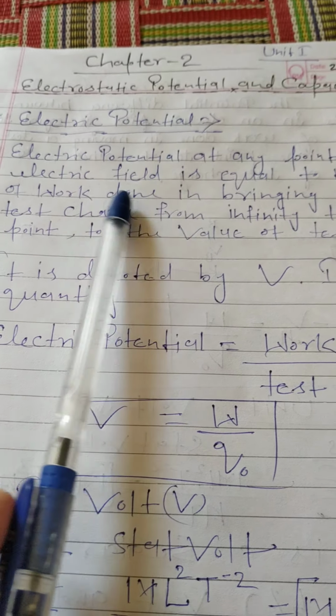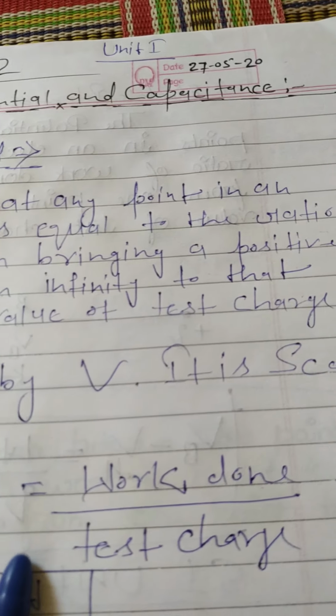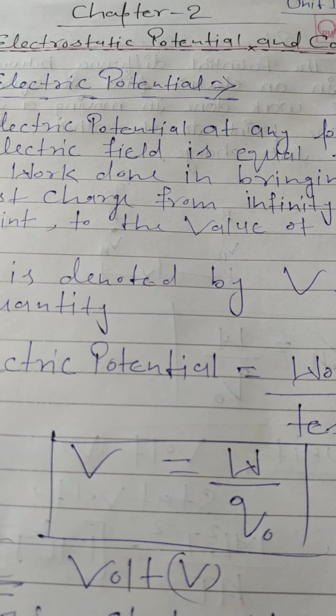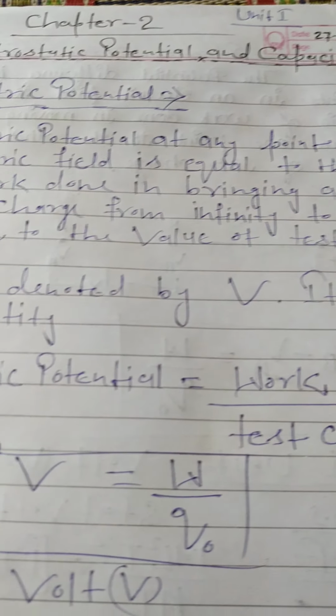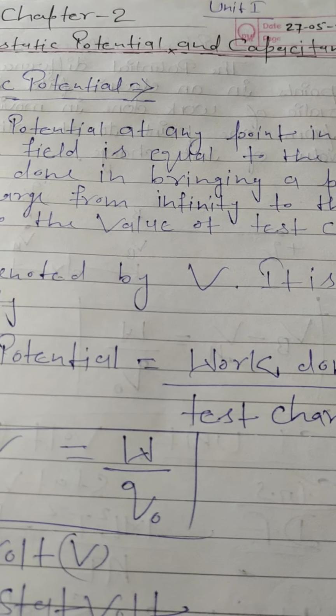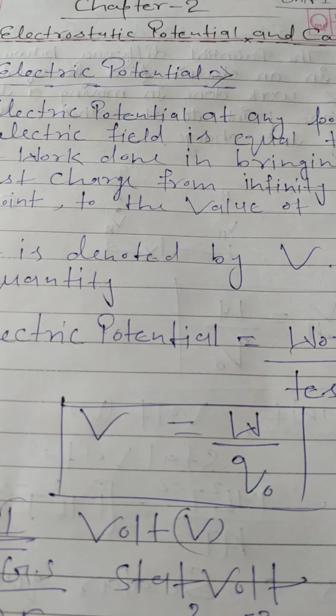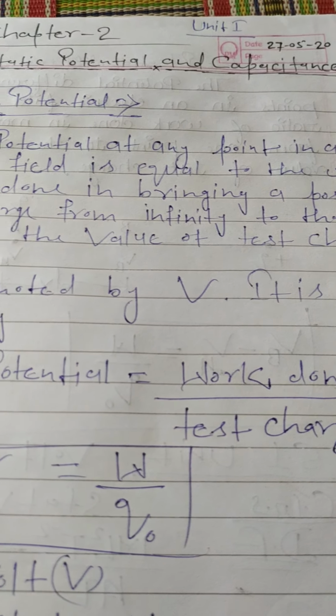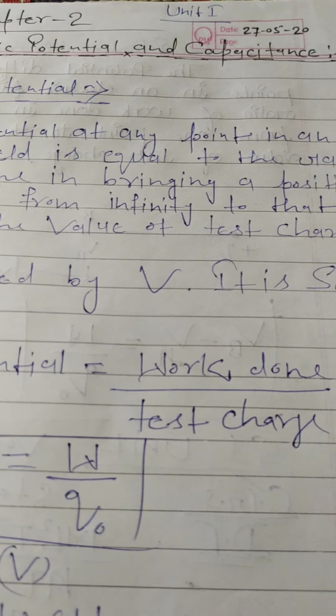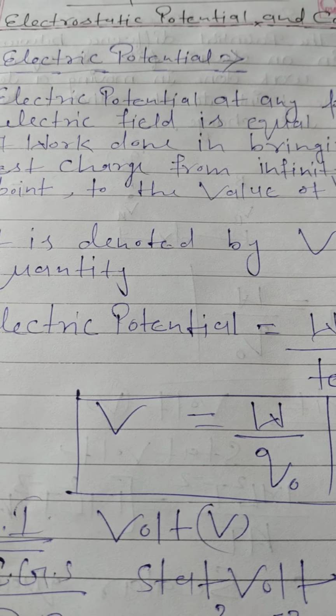Electric potential at any point in an electric field is equal to the ratio of work done in bringing a positive charge from infinity to that point in an electric field. It is denoted by V. It is a scalar quantity.